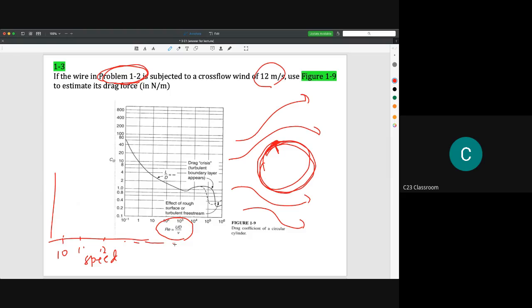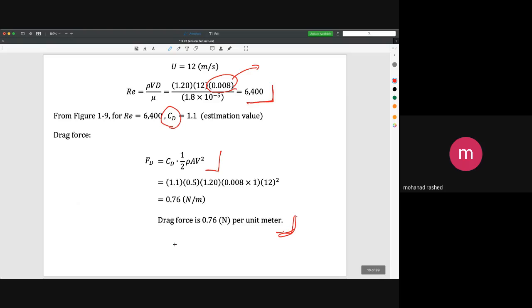Doctor, excuse me. Every time when the question asks us to find the drag, we go directly to this table? Pardon me, we cannot hear you. Please repeat your question. Every time the question asks about the drag force, we go directly to this table, right, to calculate the drag coefficient? Yes, thank you.